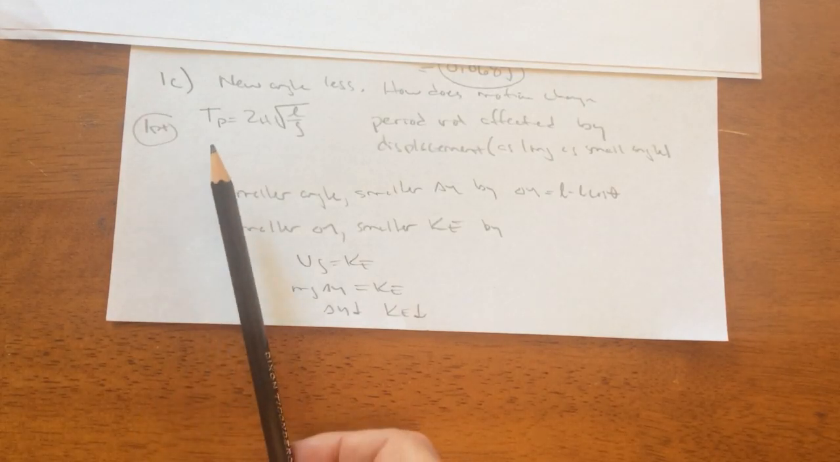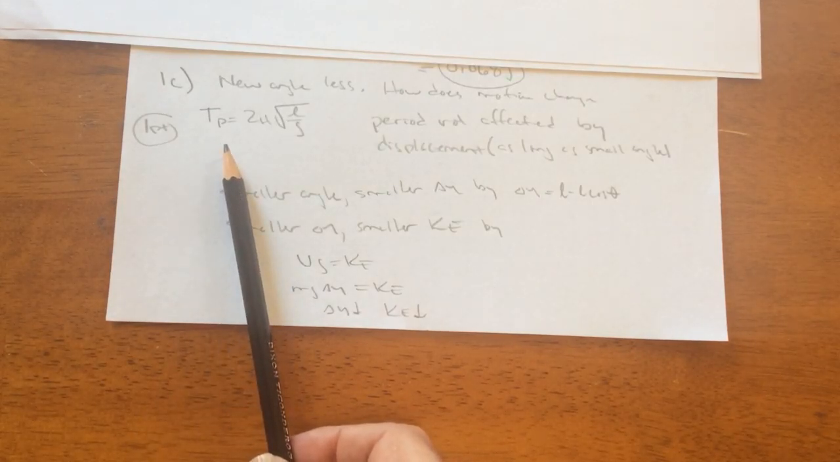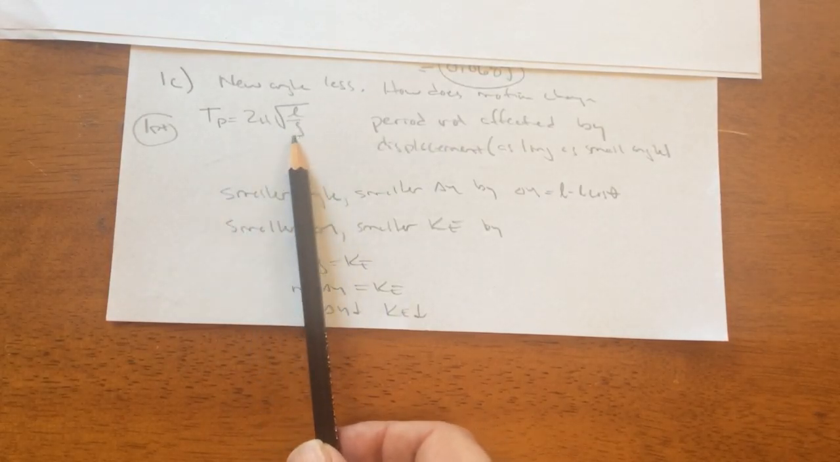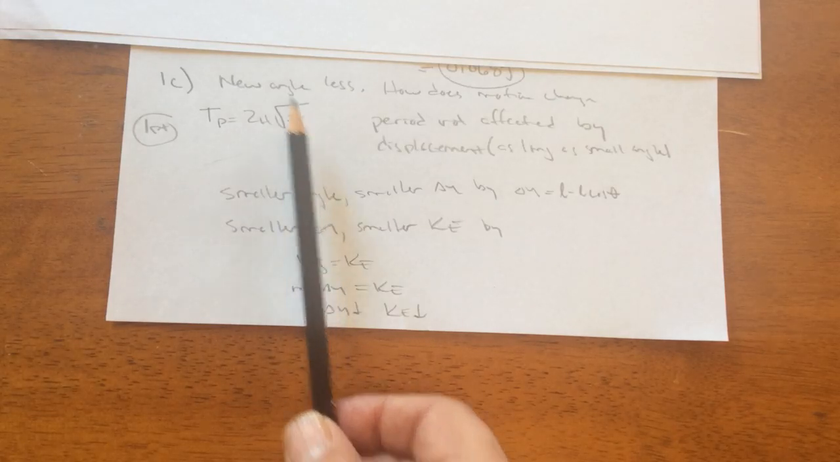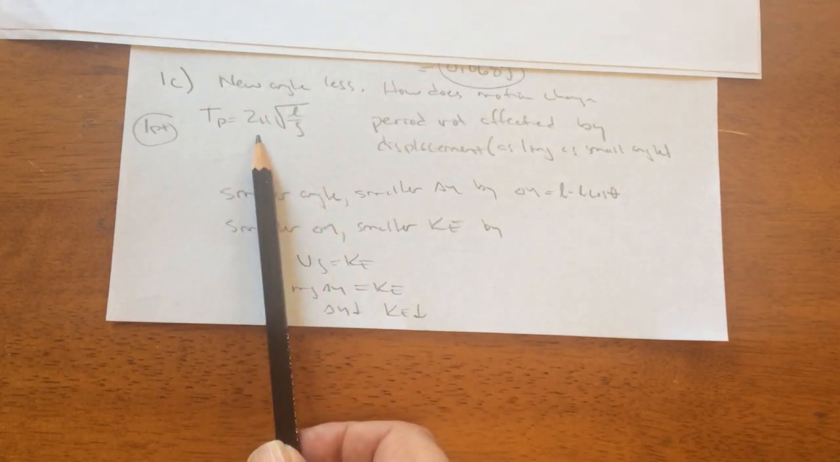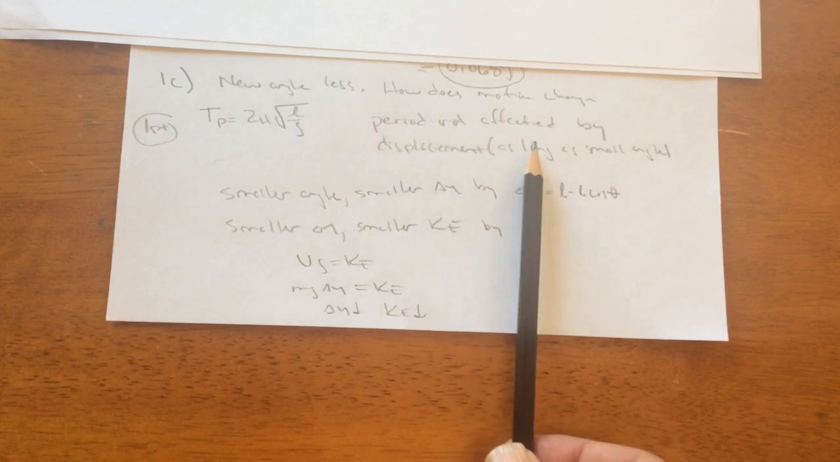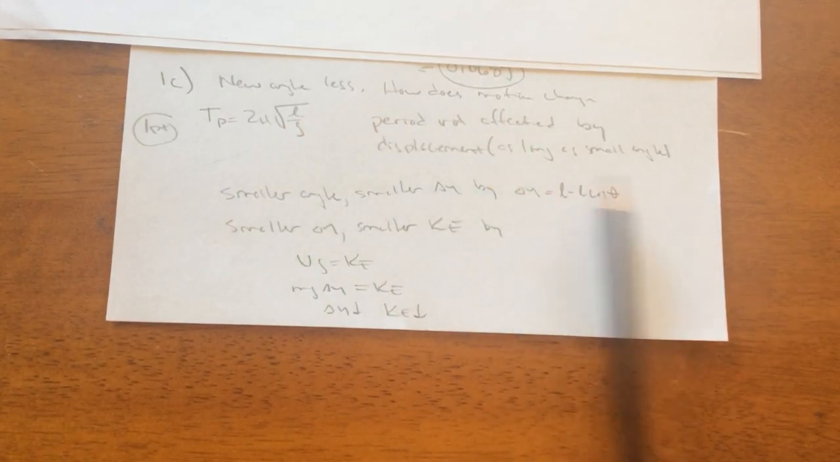It doesn't change because in my period for a pendulum equation, the displacement doesn't matter at all. The period is not affected by displacement. And I just put in "as long as small angle." You'll make the grader very happy if you write that, if you get a problem like this. I don't know that they're going to be excited about that.